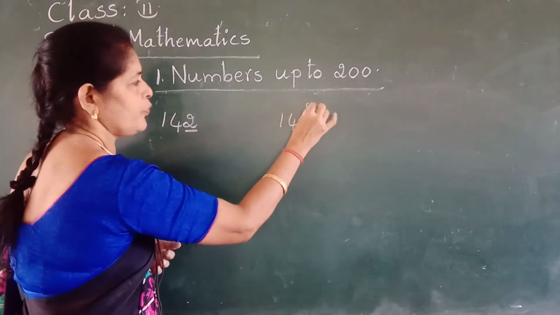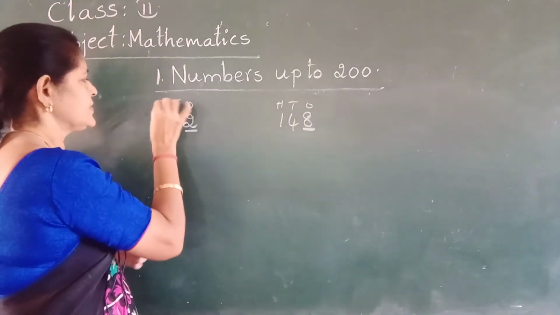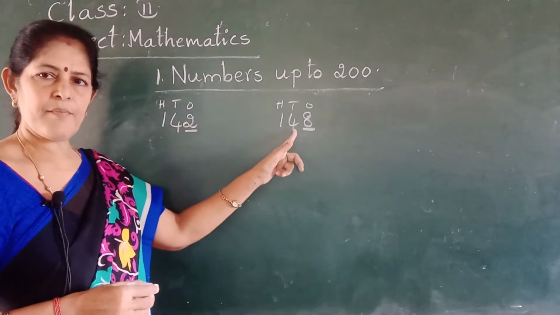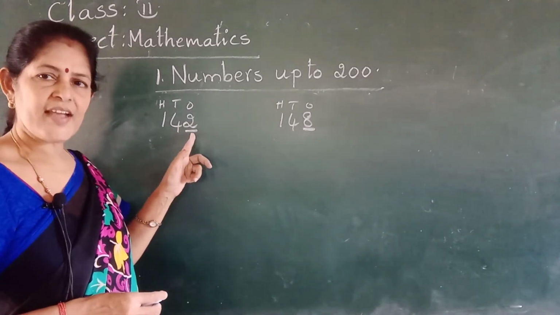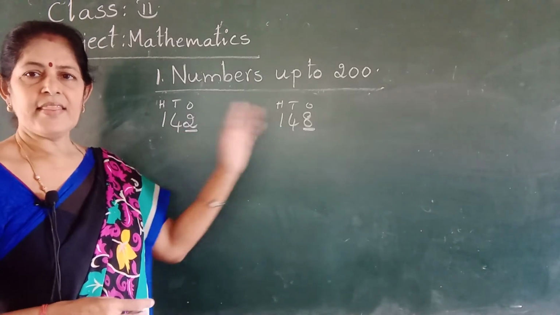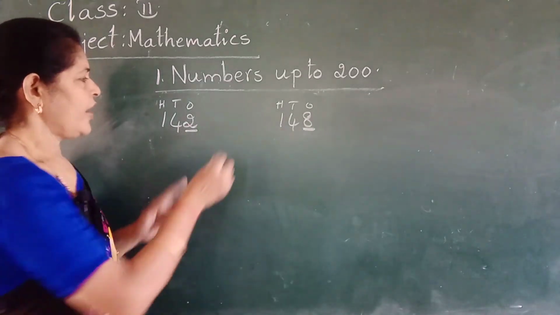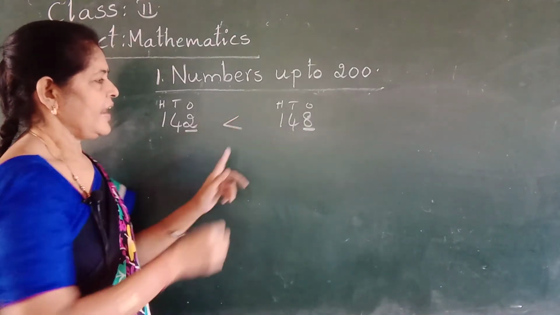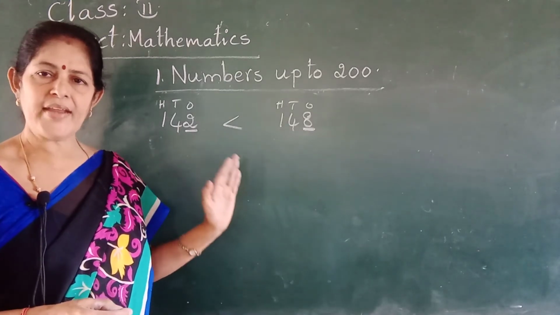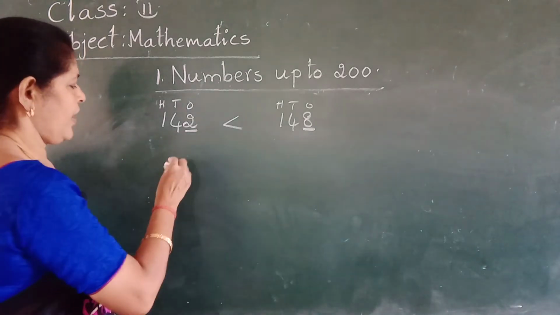If you want, put the places above the given number. No problem. See, hundreds place is same. Tens place also same number. Then going to check ones place number. Here 2 is there. Here 8 is there. That means 2 is small, 8 is big. Then 142 is less than 148. This is the comparison of 3-digit numbers. Okay? Another one.